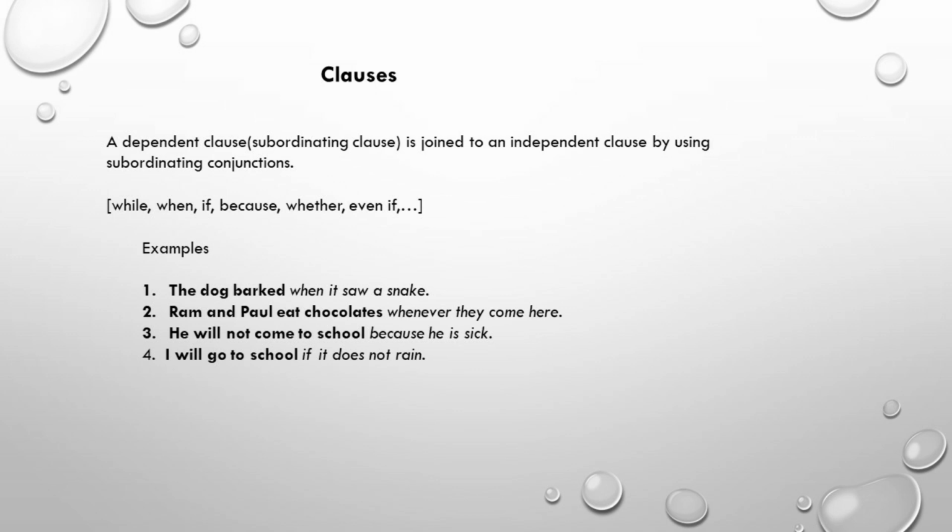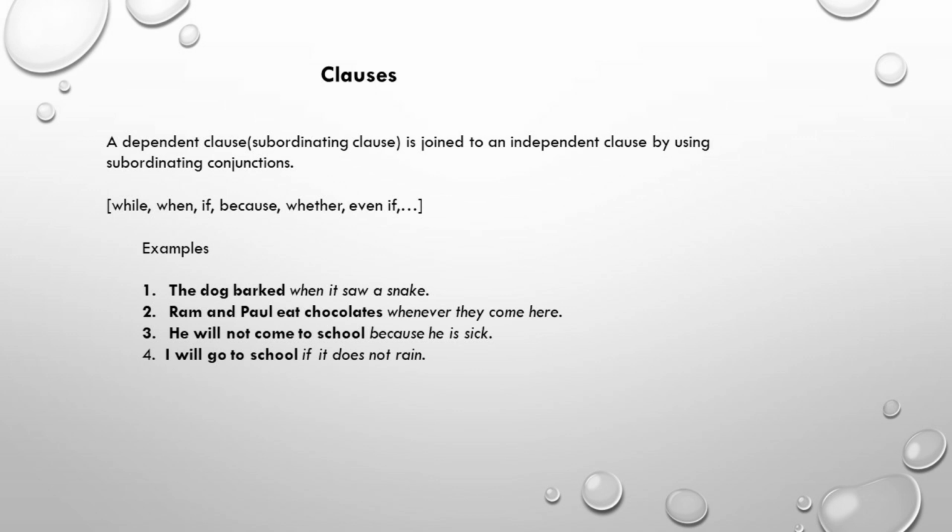The second one, Ram and Paul eat chocolates whenever they come here. In the example, Ram and Paul eat chocolates is the main clause and whenever they come here is the dependent clause. Moving on to the next example. He will not come to school because he is sick. In this example, he will not come to school is the main clause and because he is sick is the subordinating clause or the dependent clause.